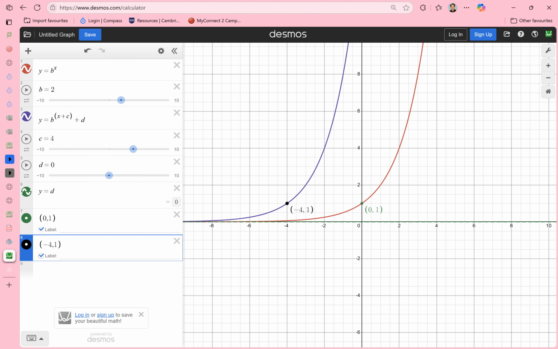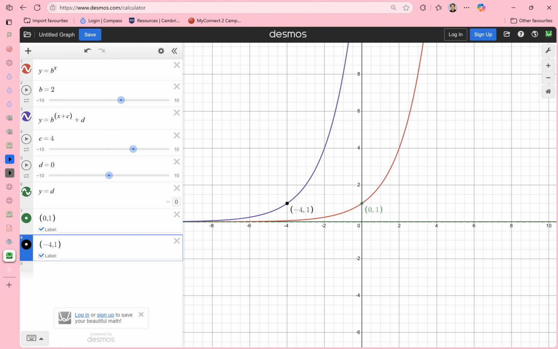It literally moves everything to the left. Everything goes left by 4. Okay, because that's what you're doing to this. You're saying whatever the x coordinate is, when you add 4 and solve it, it tells you how much you're moving. So you're moving to the left by 4.